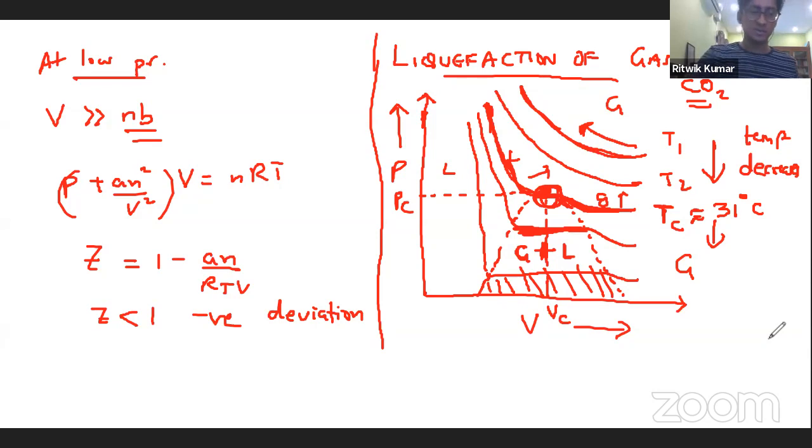Next class, we look into the liquid properties. That's just 3 or 4 of them. And then we'll move on to the solid state. Is that fine? All right. Thank you.